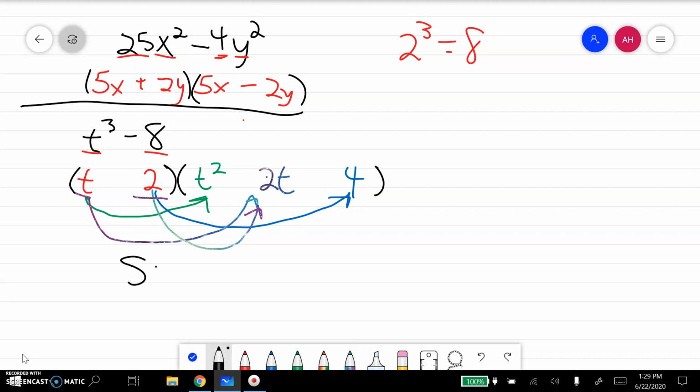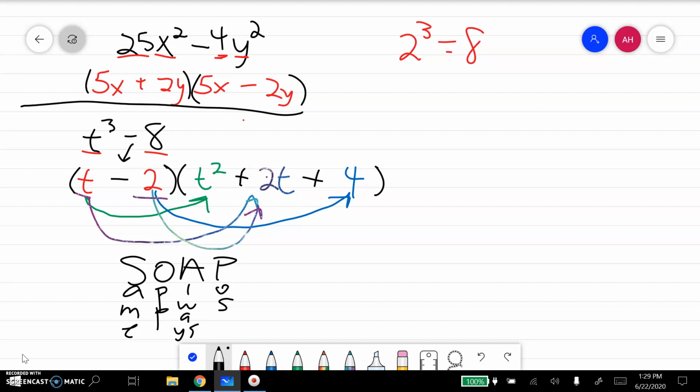I use something called SOAP. Okay. It stands for same, opposite, and then always positive. So the first sign is the same as the one that you have in the problem, so it'll be minus. The second sign is always the opposite, so it'll be plus. And the last sign, no matter what, is always positive. So I know this is kind of a mess, but this is your full answer right here.